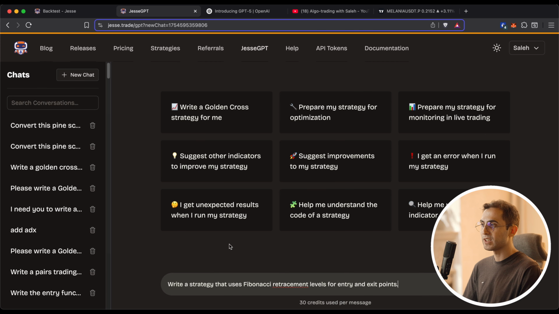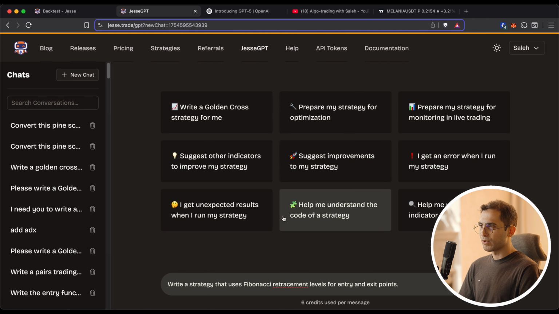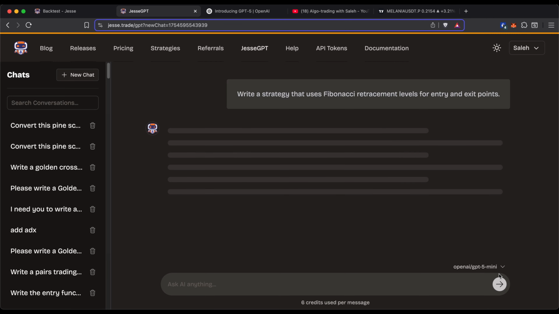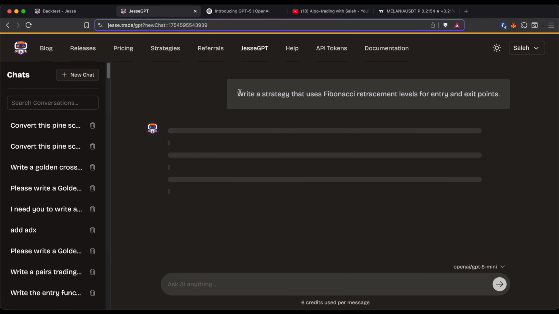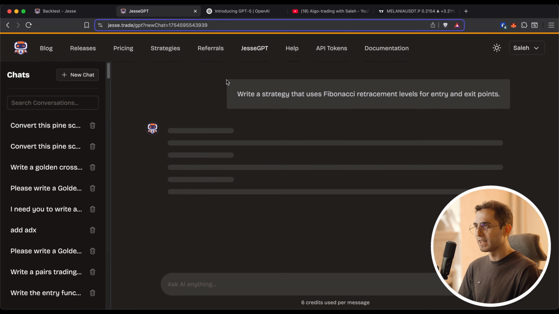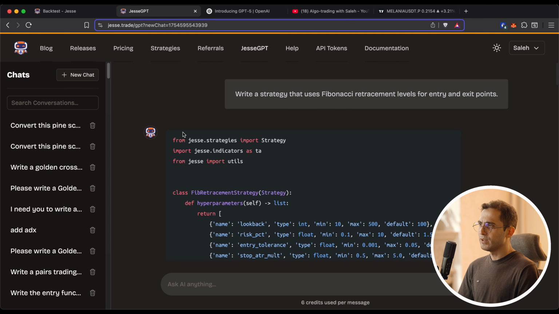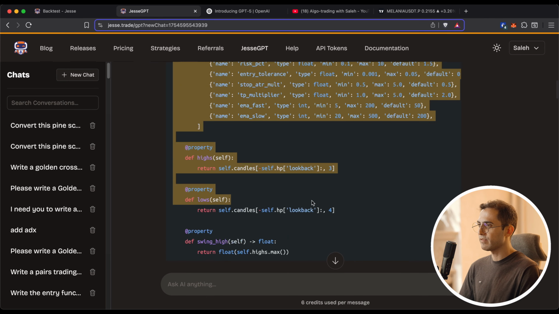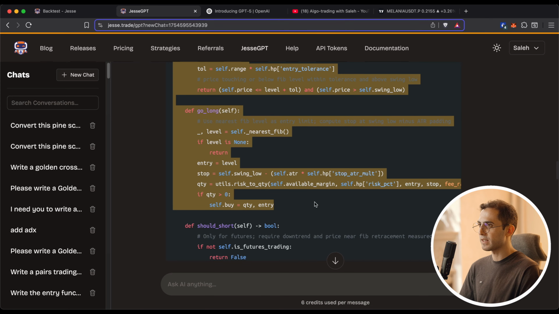Next, write a strategy that uses Fibonacci retracement levels for entry and exit points. All right, so again, it failed, and I'm guessing it's because the API is under a lot of load right now. So again, I'm trying with GPT-5 Mini because I believe this model is also really good. And you know, if this model gets it right, then we know GPT-5 will definitely get it right. Now, another interesting thing is that the model is super fast. Like, I haven't seen anything this fast.